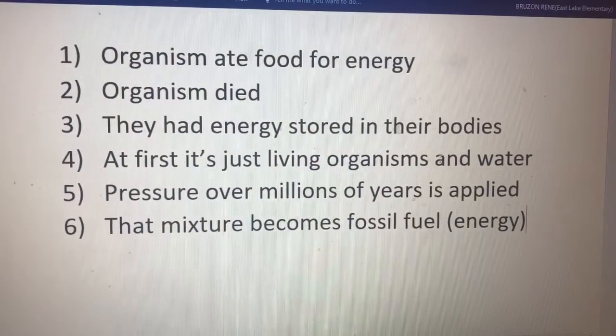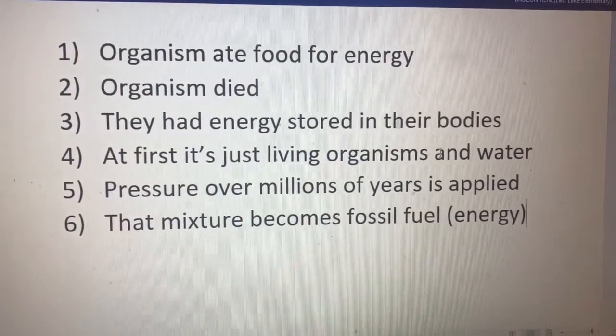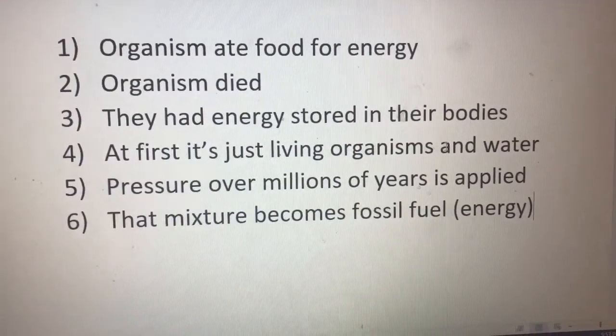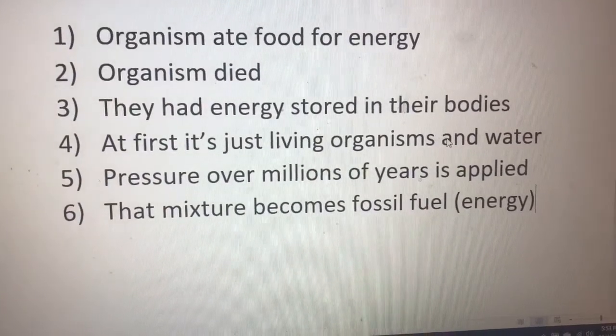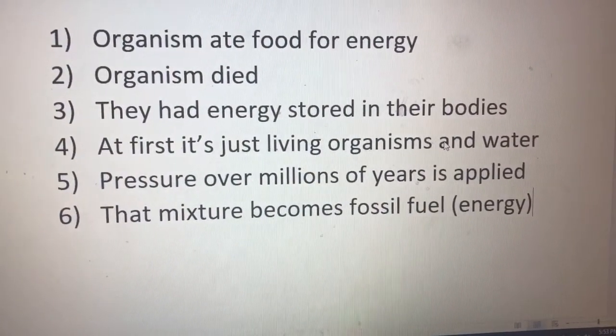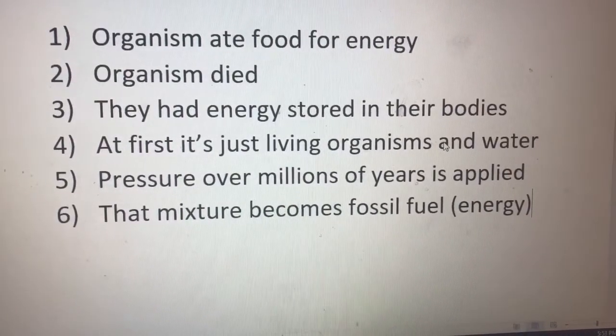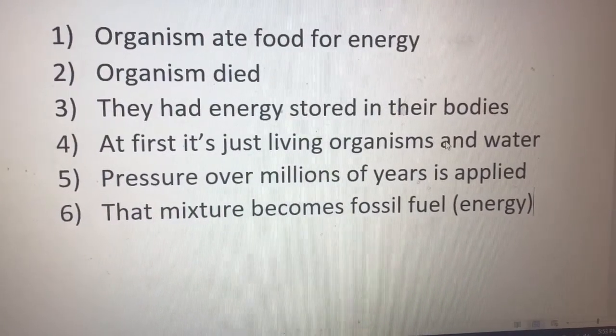So let's discuss a little bit what are the steps for these fossil fuels to form, okay? So for that, I put 1, 2, 3, 4, 5 and 6. This is the first time that we're looking at it, so it's not with a lot of details, but it is kind of what happens. If you look over here, you see that the first thing is organisms ate food for energy, right? We know that organisms eat food for energy. That comes from the sun. Then organisms died. Number 3, they had energy stored in their bodies. When they died, they had energy there.